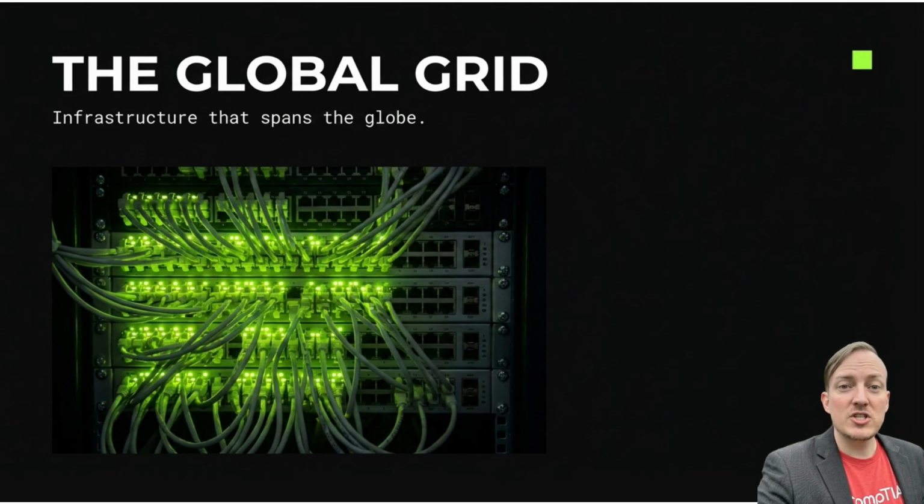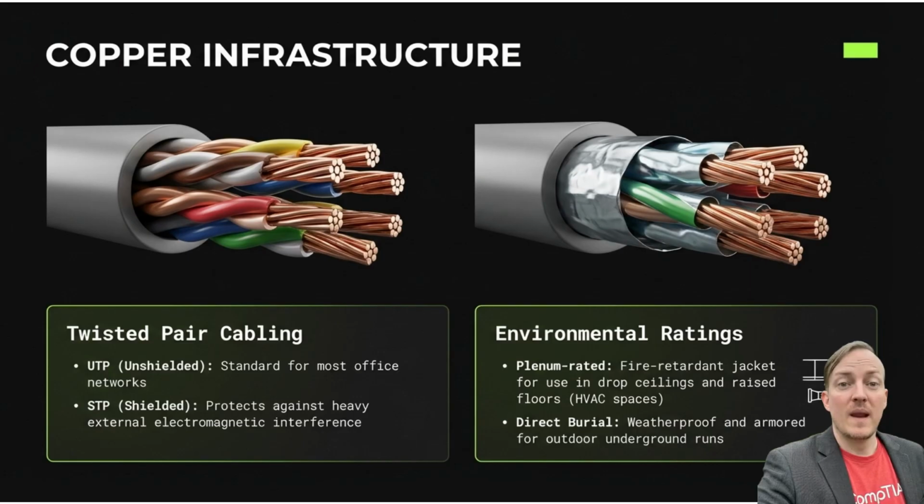Now, we plug the machine into the wall and connect to the global grid. This is the massive infrastructure that spans the globe. Our foundation is copper infrastructure, specifically twisted pair cabling. UTP, or unshielded twisted pair, is the standard for almost all basic office networks. If you are running cables through heavy machinery or areas with high electromagnetic interference, you upgrade to STP, or shielded twisted pair.